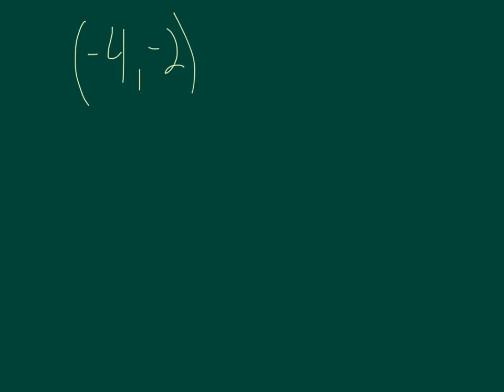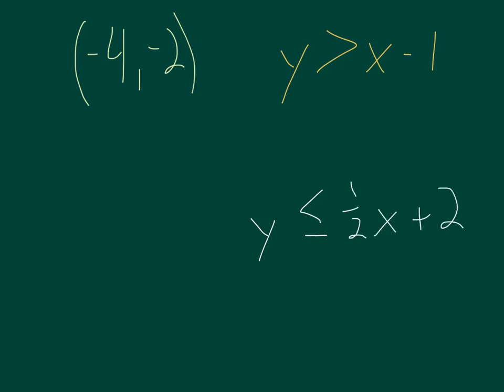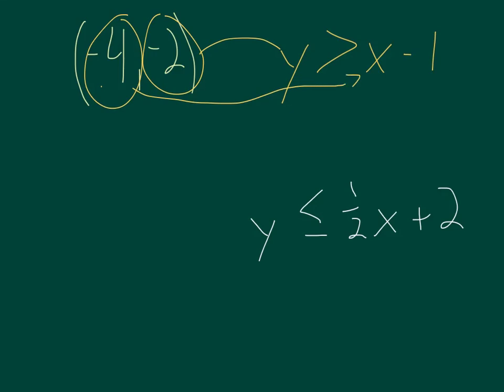My first inequality was y is greater than x minus 1. My other was y is less than or equal to 1/2 x plus 2. Let's plug those values in. This is my y value, this is my x value. So for y, we say negative 2 is greater than negative 4 minus 1. What's negative 4 minus 1? Negative 5. Remember with negatives, is negative 2 greater than negative 5? Good job.